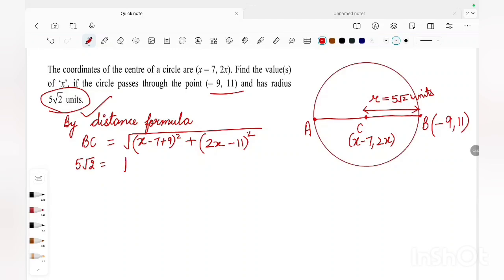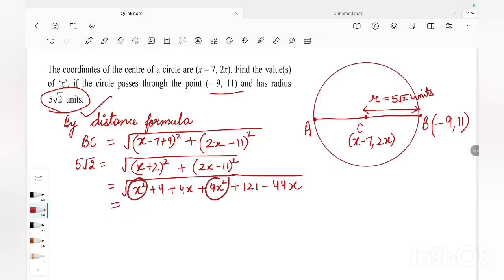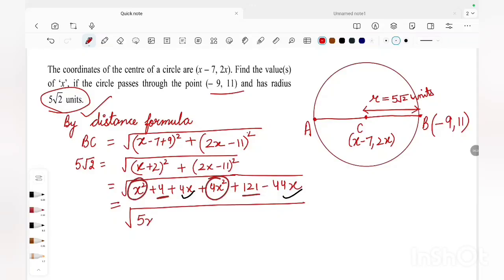It's 5√2 equals to the square root of (x plus 2) whole square plus, we know a plus b whole square and a minus b whole square: a square plus b square plus 2ab. On the same pattern we will apply the formula for a minus b whole square. A square, that is 4x square, 11 square, that is 121, minus 2ab, 2 into 2, 4 into 11, 44x. Now add the like terms. 4 and 121, 4x and minus 44x. 5x square, 4x minus 44x, that is minus 40x, right? 121 plus 4, 125.